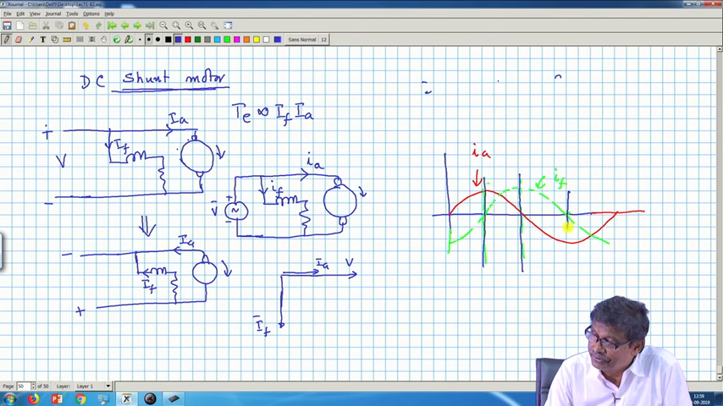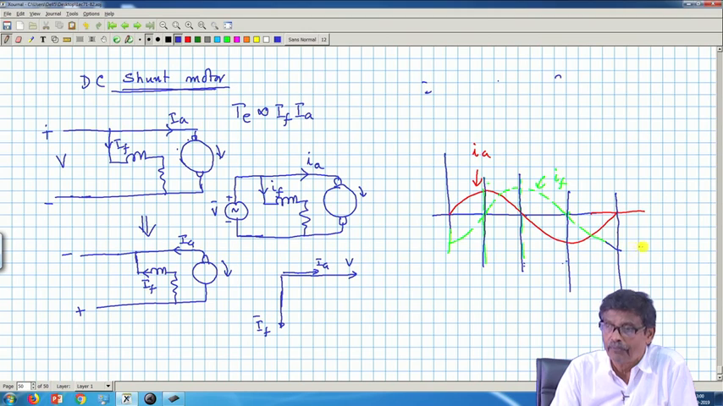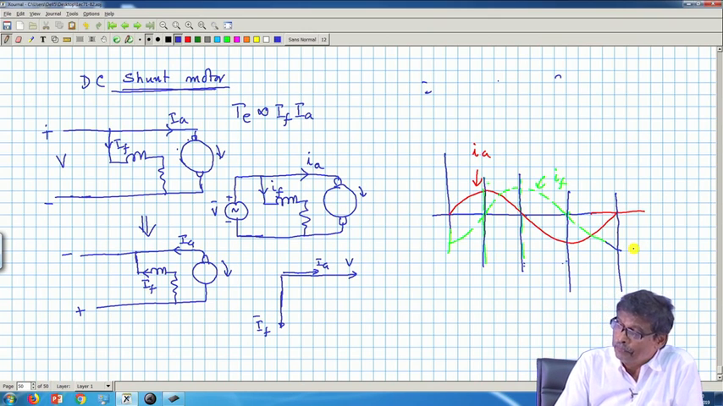Then during this zone, the IF IA product is negative: IF is positive, but IA is negative. So over a cycle, during this zone IF and IA are both negative, so the product is positive. Therefore, the average torque will become 0 and the motor will not work; it will never start.